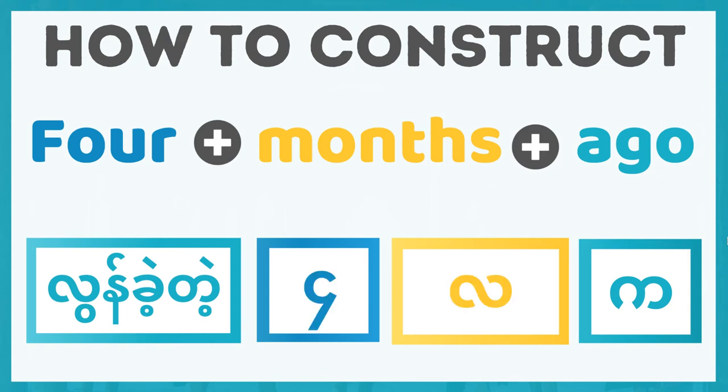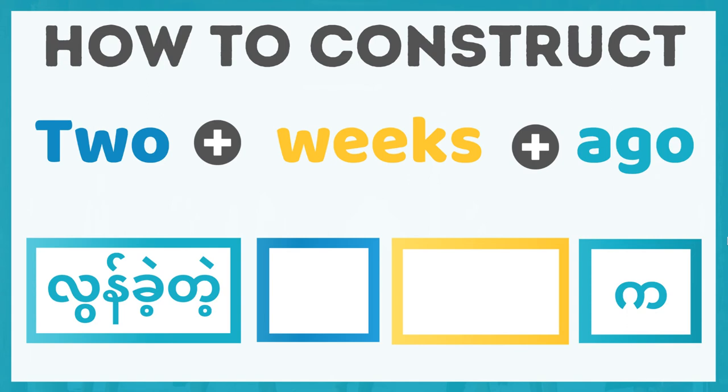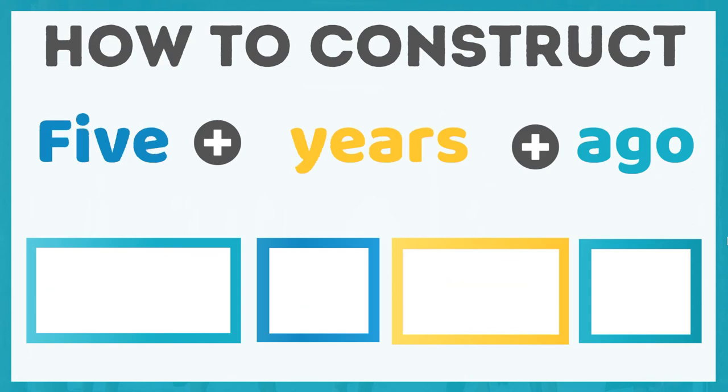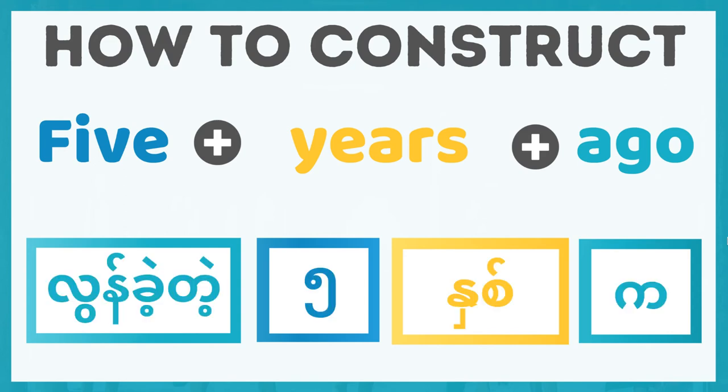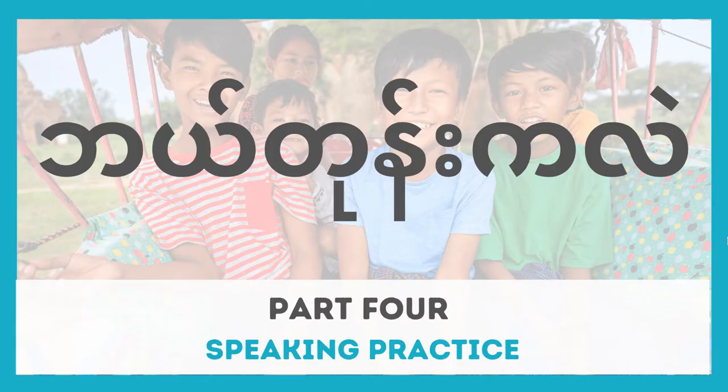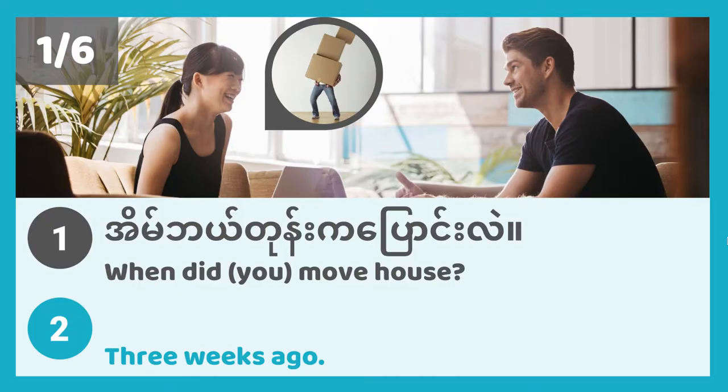So if we take 4 months ago as our test case, can you work out how we'd say it? Right. Using the same formula, how would we say 2 weeks ago? Yes, that's it. Very good. And the last one from scratch, how would you say 5 years ago? Yay, excellent. So, we've got quite a few bits and pieces to use, so shall we practice putting them together?